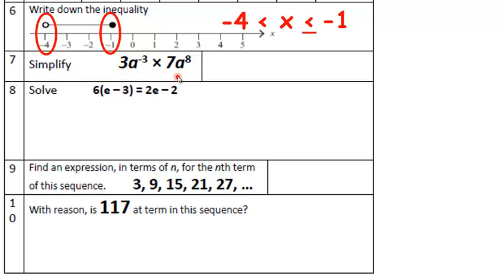Number 7. 3 times 7 is 21, and then I'm going to times the indices. In this case, I need to add the powers, so it's going to be a to the power 5.